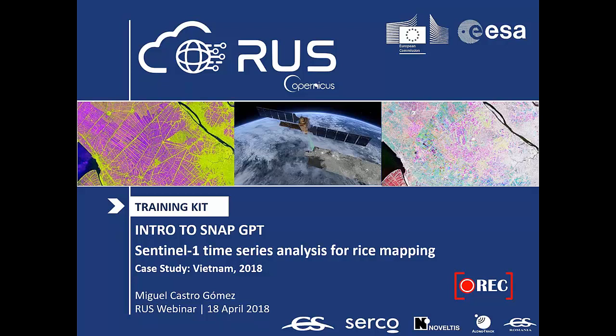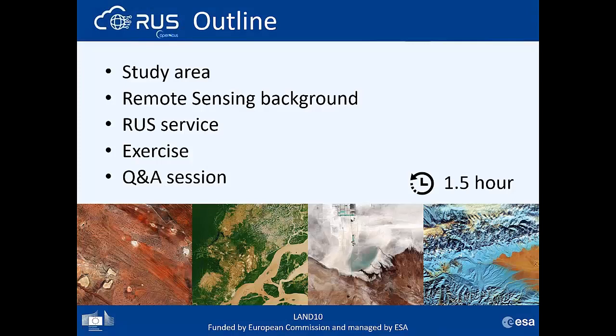So let's quickly move to the outline of this presentation. As always, we will first cover the study area. We will then comment a little bit on the use of remote sensing for this type of application, for rice mapping. And then we will describe the RUS service, and right after that we will start our exercise using the RUS Copernicus virtual machines. At the very end we will have some time for a Q&A session, more or less 20 minutes, depending also on the amount of questions you have.